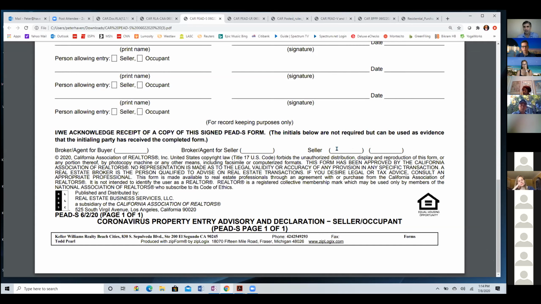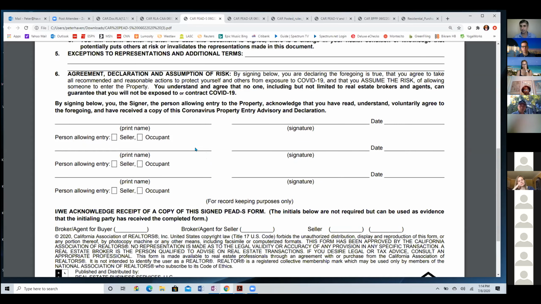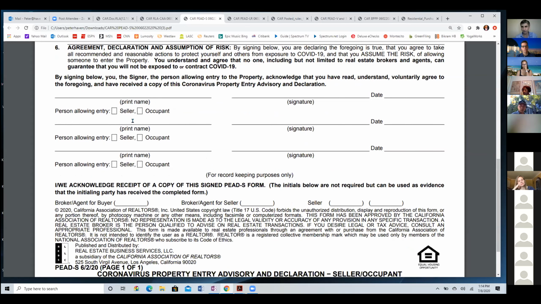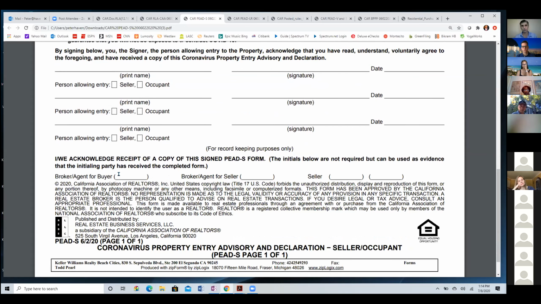They also have here an acknowledgement for the seller's receipt. I suppose that's in the case that an occupant has signed, and we want to give a copy to the seller as well. So we can ask people to acknowledge receipts, but the document says that these don't change the form. In other words, they're not required. The form is still the form, and it's been delivered, and we've got proof of delivery regardless of whether the initials are provided or not.